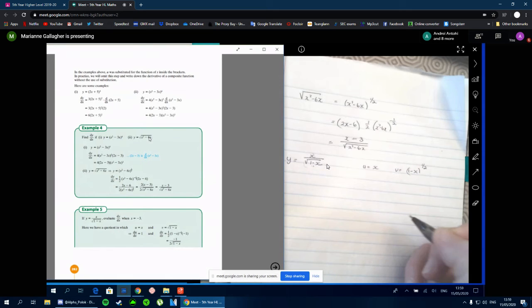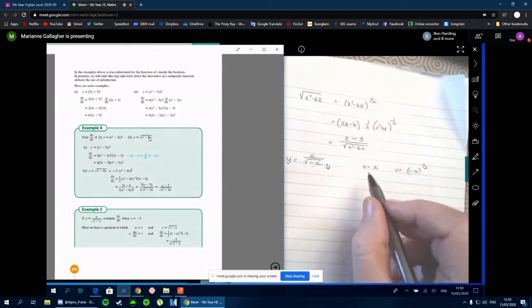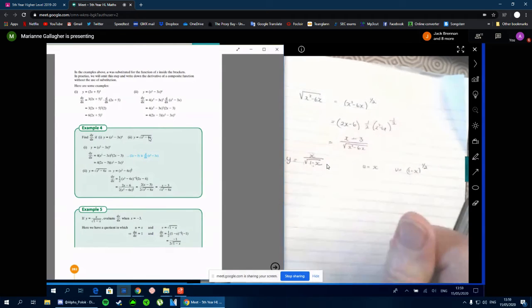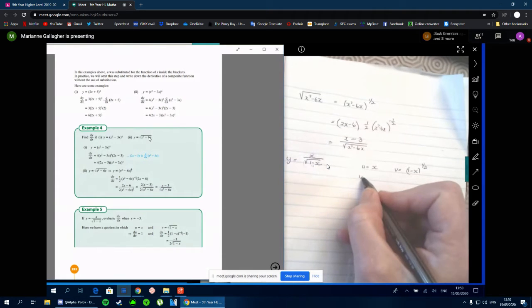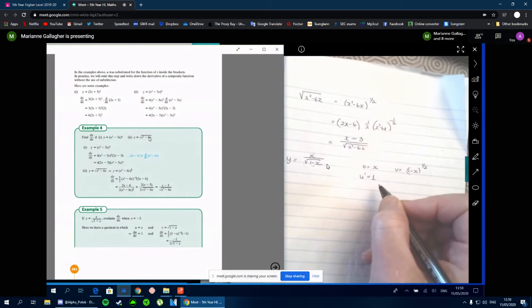Okay? So I would still, for the product rule and the quotient rule, definitely write out my u's and v's. It's just for the chain rule that we want to be able to do it without having to write out the u's and v's. So u prime here, or du dx, is equal to 1. Is that okay?